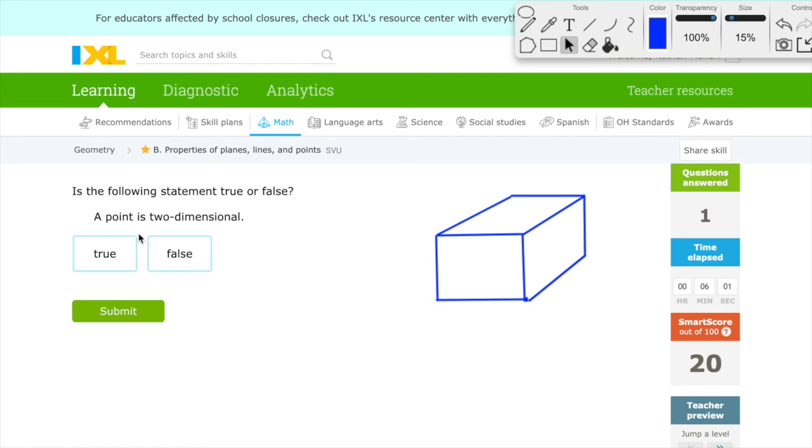Let's keep going. A point is 2-dimensional. So we just said a point is 0-dimensional. That's the bare minimum we can have. So this one's not true either.